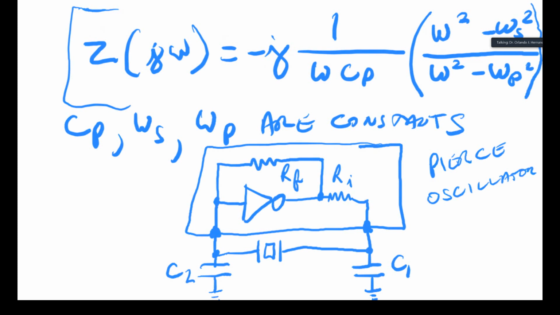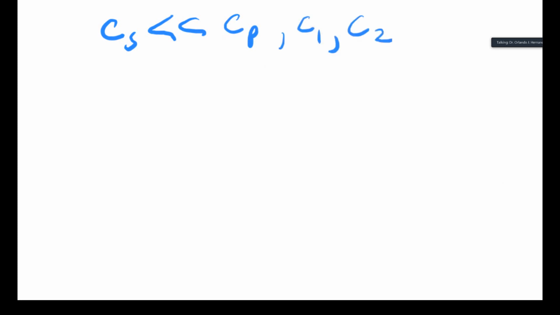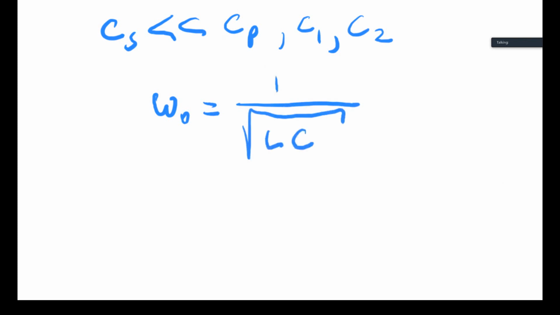Now, if we look at this configuration and the realistic values that you get for the capacitance models in the crystal, one thing that you see is that the series capacitance is normally much smaller than the parallel capacitance of the model, as well as the external capacitors of the Pierce oscillator. And if you go back to the impedance analysis that we did before, what that means is that the frequency of the oscillator is given by one over the square root of L CS, which is the series omega.